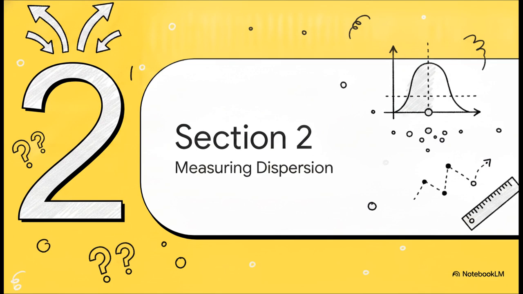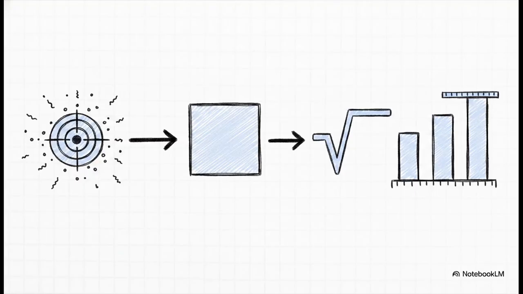Section 2. Measuring dispersion and risk. To effectively measure risk, we first calculate variance, which captures the dispersion of outcomes around our expected value. We have to square the deviations, and that's absolutely crucial. Otherwise, positive and negative errors would just cancel each other out. But because variance leaves us with squared units, standard deviation steps in. We take the square root, and it brings the metric right back to a readable, real-world format.